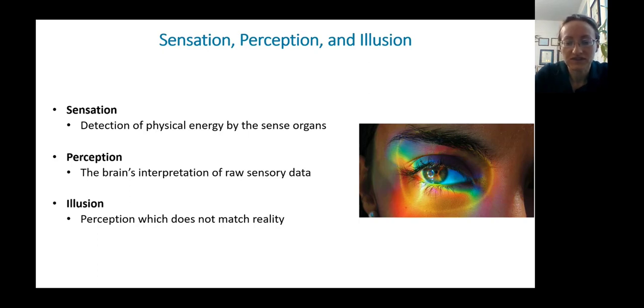And since our perceptions are constructed by our minds, there's a lot of ways that they can be significantly off from reality, right? To the point that we can be fooled. And we call those illusions. And we'll look at some when we go through this chapter.